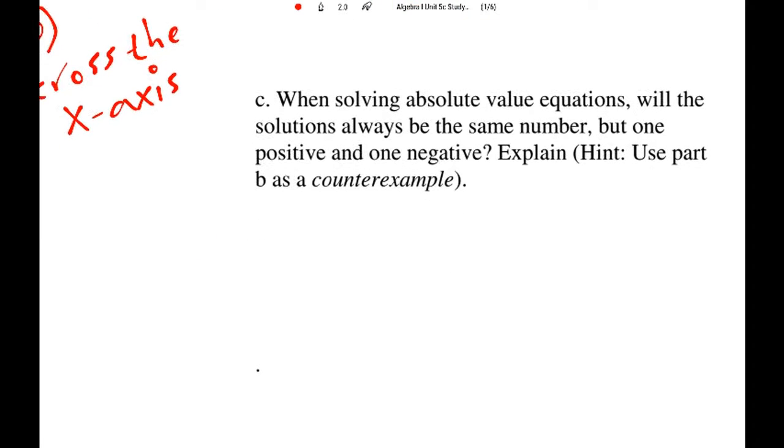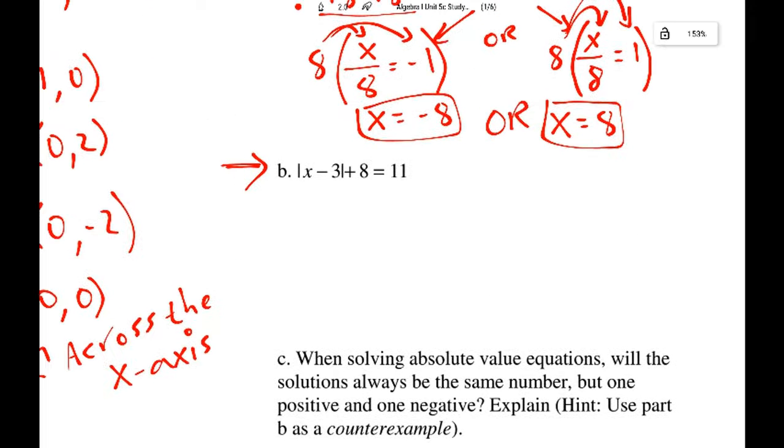Part C, solving absolute values with the solutions, but one positive, one negative. Ooh, so we have to use part B as a counterexample, so might as well just solve it anyways. So scratch that. I want to make sure you understand what C is talking about, so I'll do B. Use the subtraction property. See, you think you have it all planned out. Nope.